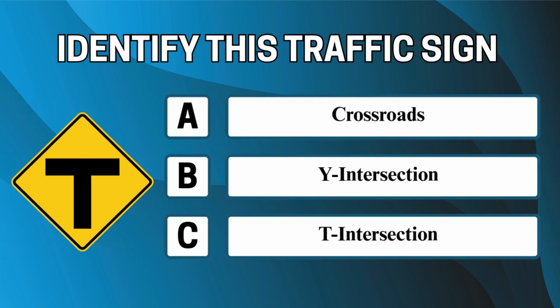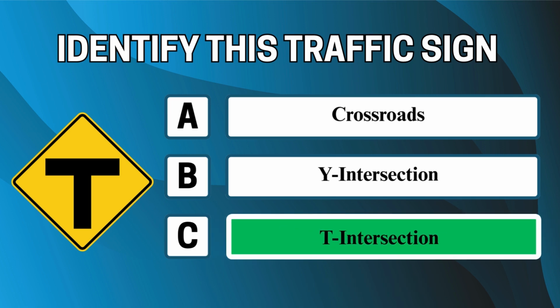Identify this traffic sign. A. Crossroads. B. Y intersection. C. T intersection. Excellent, it is the T intersection sign.